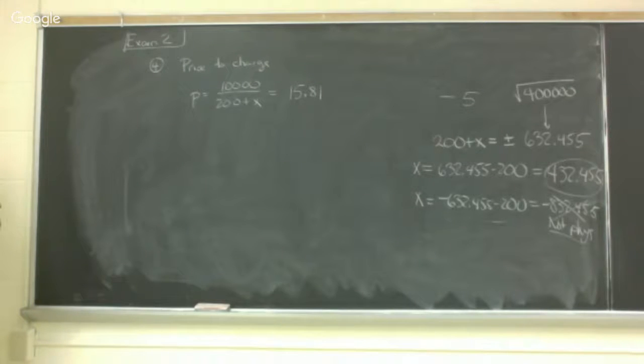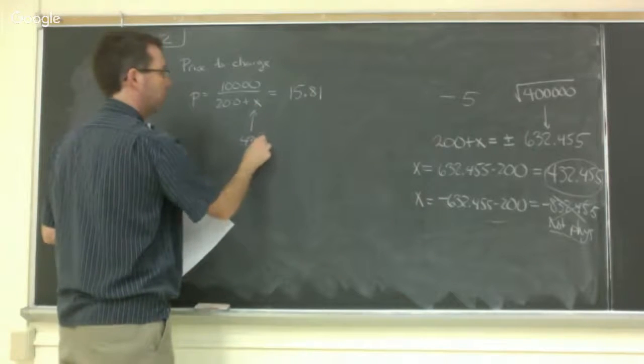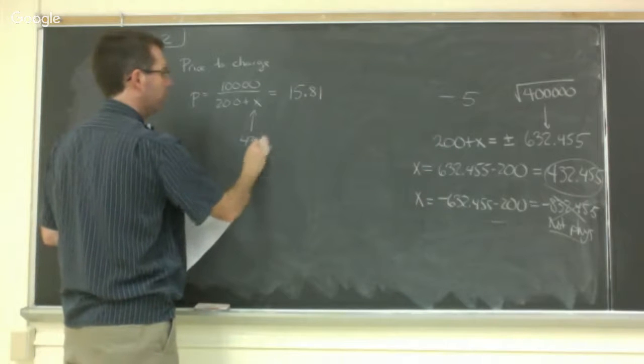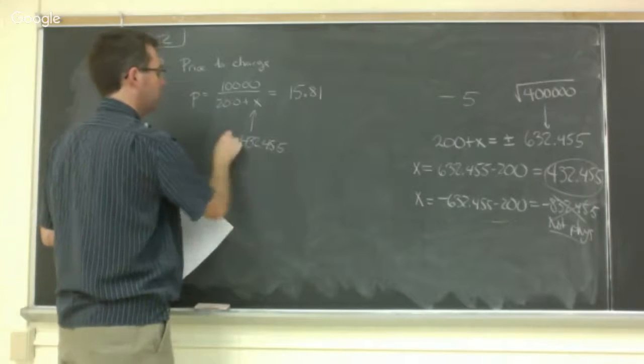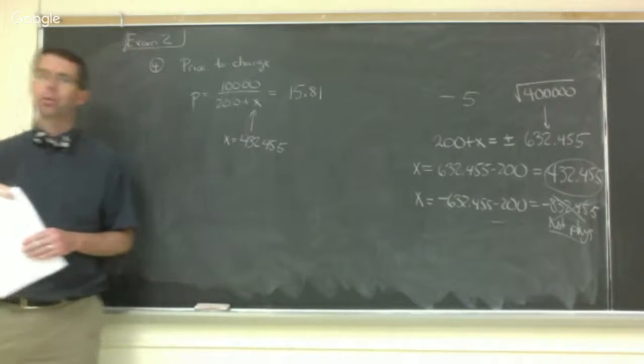Okay. So we plugged in the 432 into the X. Right. So I plugged 432.455 into the price formula to figure out what the price was. Thanks for clarifying.